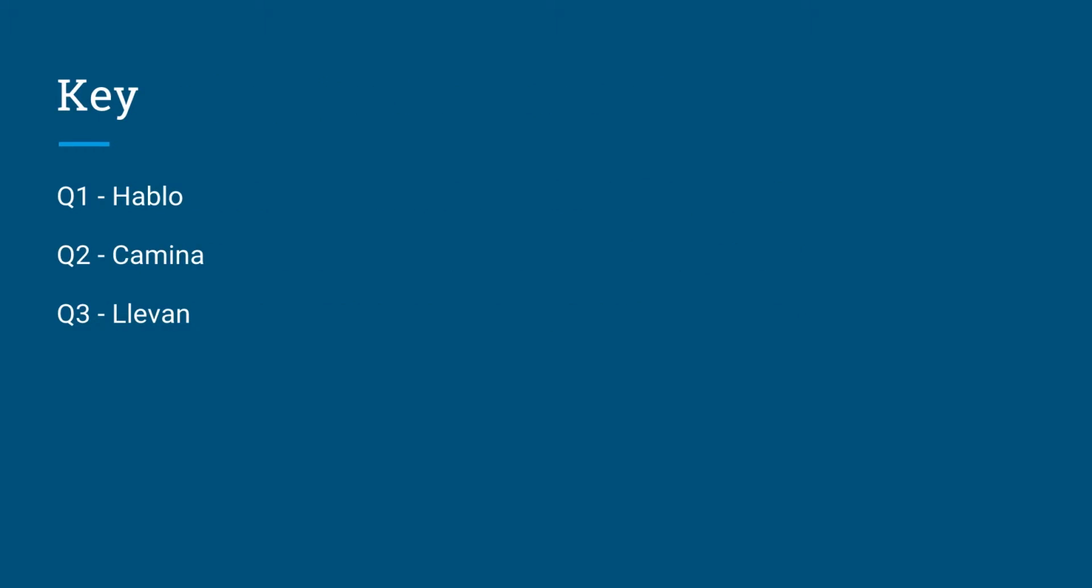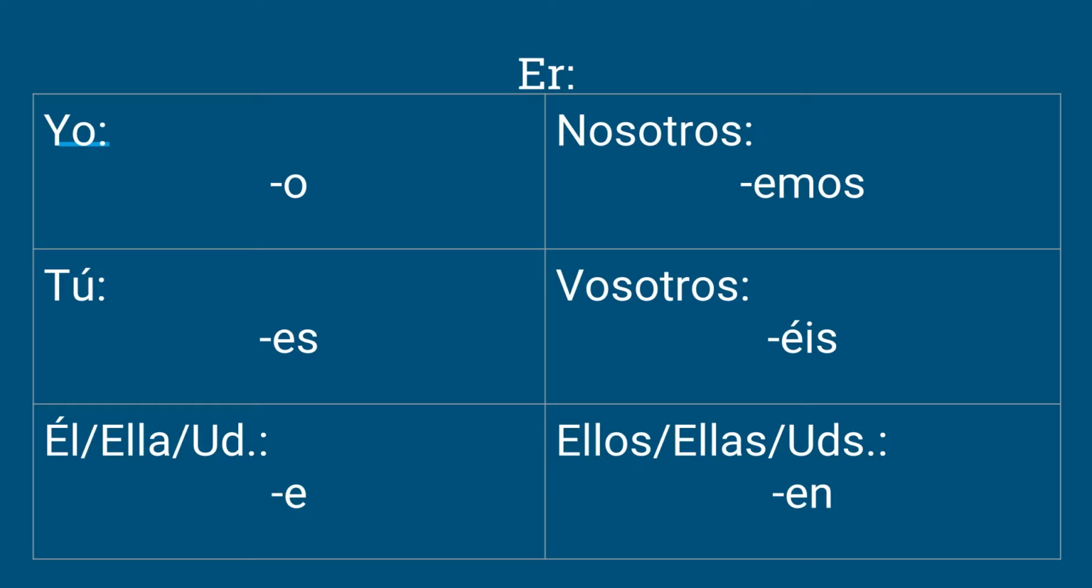Alright, here's the key. Question 1 was hablo. Question 2 was camina. And question 3 was llevan. Awesome. And here are the ER verbs. Same thing as the AR verbs, you drop the ER and add the endings to each corresponding form: yo, O; tú, ES; nosotros, EMOS.